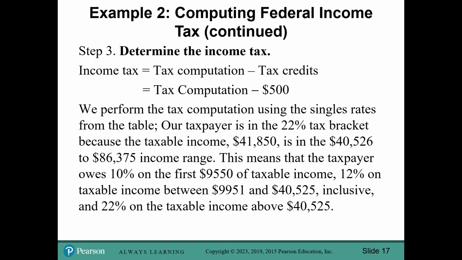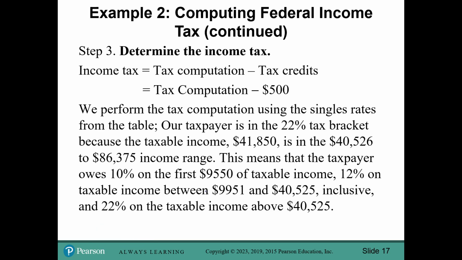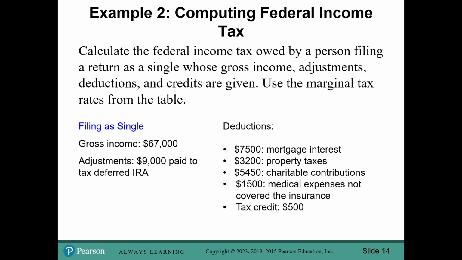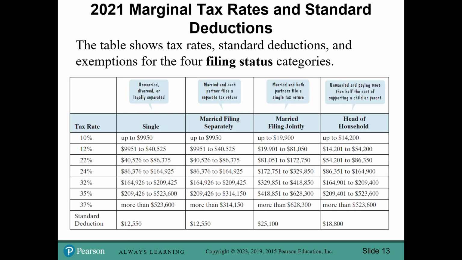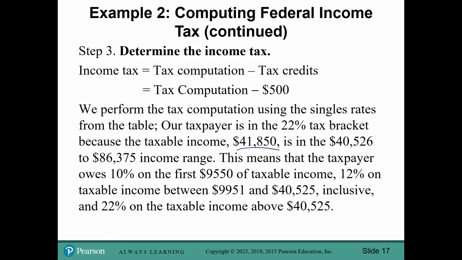Because I'm sure this is a lot to take in at this moment, and you're like, where did that even come from? Okay, this is what we calculate. The $41,850 is what we calculated at the end of the last slide. It's right there. Okay, that's where that came from. We have to calculate his tax bracket based on that number. Now that tax bracket comes from back here. Okay, this is our tax bracket.